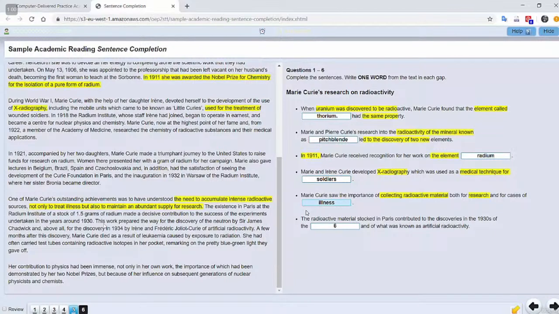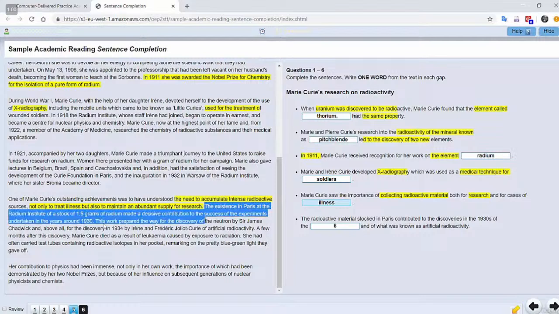All right. So, and then for the final one, the radioactive material stocked in Paris contributed to. We can see that in this last sentence, Paris, stock. All right. That means it's right here.